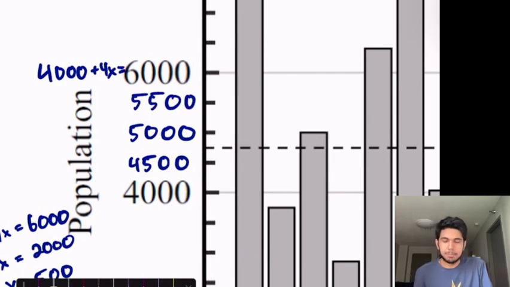Our dotted line appears somewhere in between this 4,500 and 5,000, and it appears to be in the exact middle, or very, very close to it. So, how do we find the middle of two numbers? We need to find the average of these two numbers.